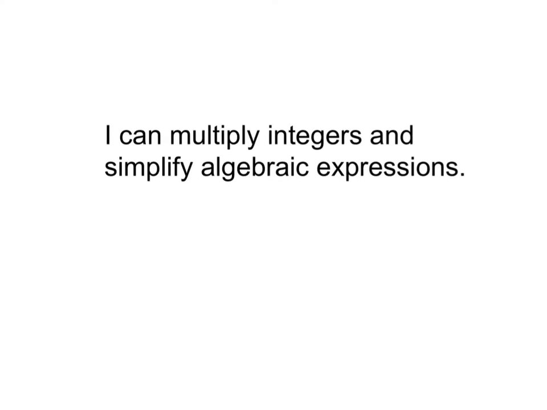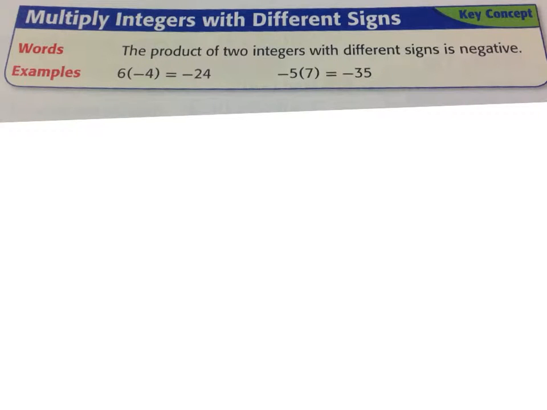Today's learning target is I can multiply integers and simplify algebraic expressions. So just like there are rules when we add integers, for example, a negative plus a negative is always going to be a negative, like -2 plus -3 would be -5, there are also some rules when we multiply integers.